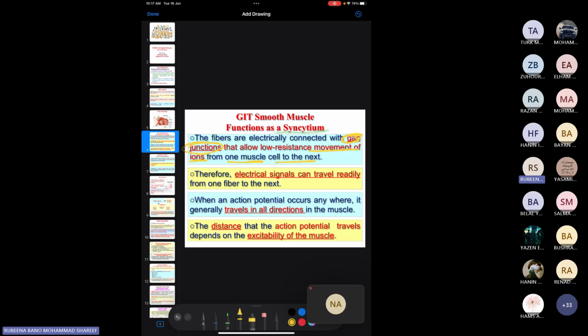These smooth muscle fibers are connected with gap junctions, and they allow the movement of ions from one muscle fiber to another. Suppose this is the smooth muscle; inside this there are various smooth muscle fibers, and they are connected to each other with gap junctions. So there is easy and fast travelling of ions from one cell to another. When an action potential occurs anywhere, it generally travels in all directions in the muscle, and the distance that the action potential travels depends on the excitability of the muscle.